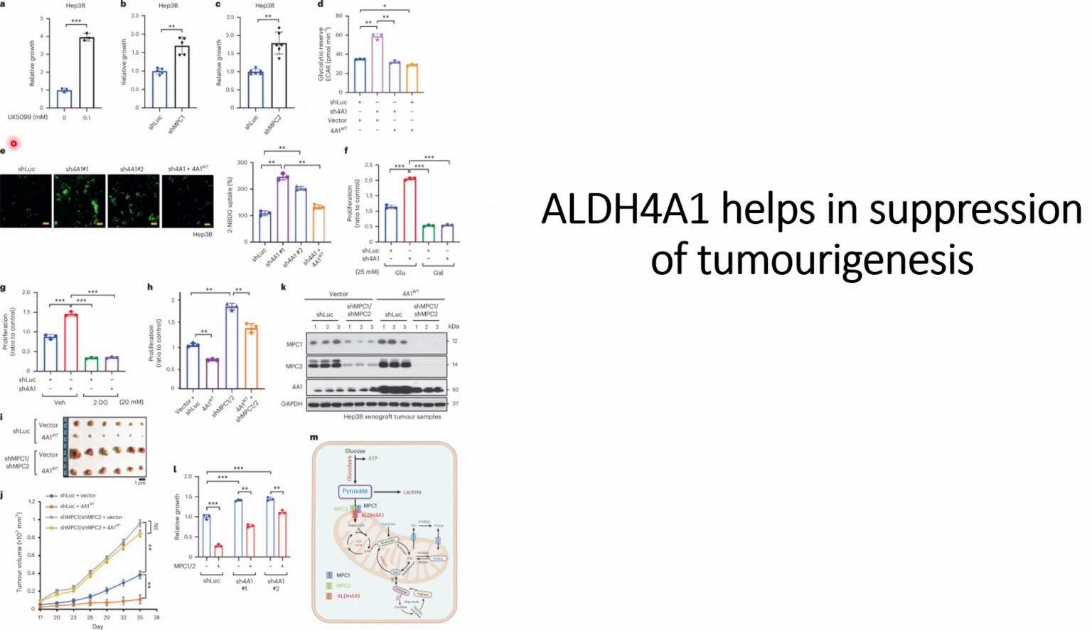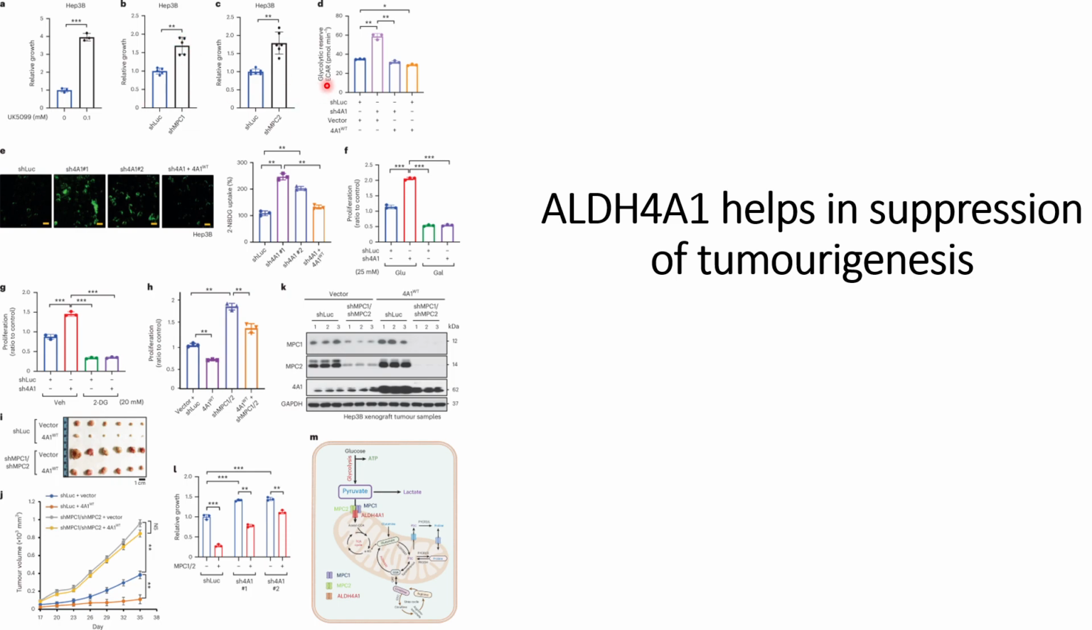So for that they use different kinds of approaches to disrupt this trimeric complex. First they use UK5099, which is the inhibitor for MPC, and they have seen that when they use UK5099, it causes an increase in the relative growth of the pancreatic cancer cells. And when they suppress MPC1 or MPC2, there also they see a relative increase in the growth compared to the control cells.